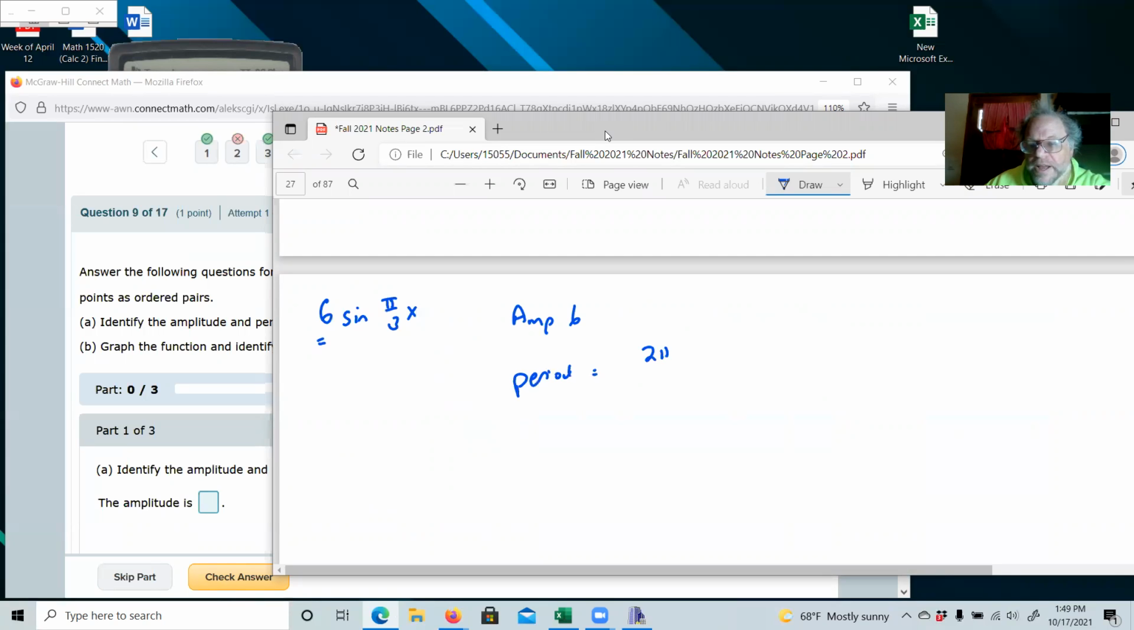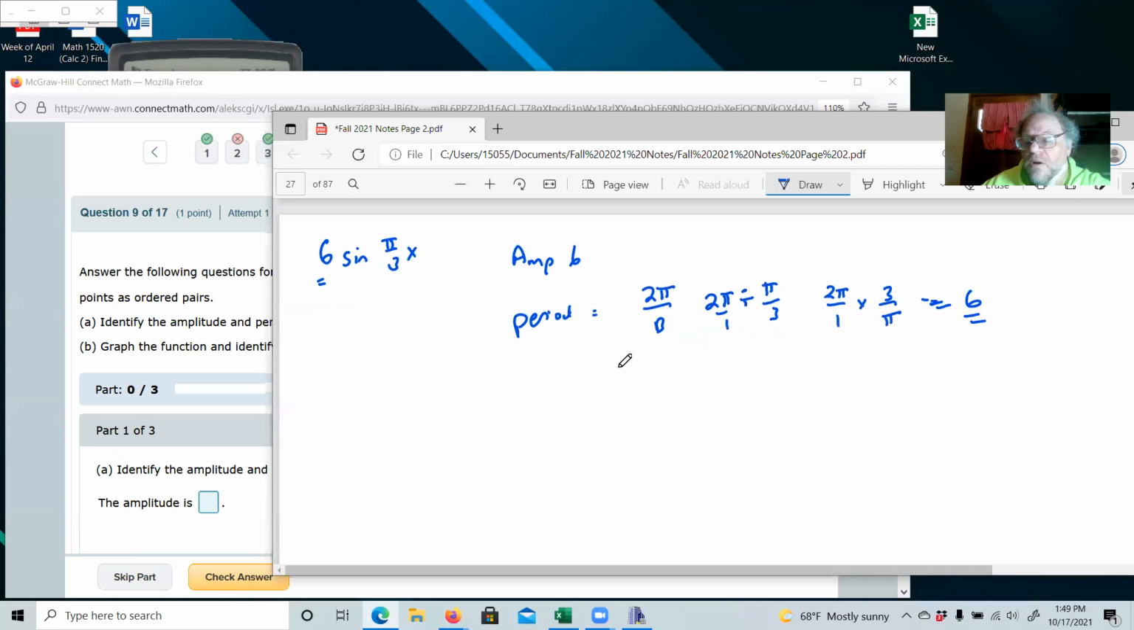Our period is 2 pi over b. 2 pi divided by, what's b? B is pi over 3. How do we deal with the fraction? We invert and multiply, right? So the pi's cancel, and we get 2 times 3 is equal to 6.